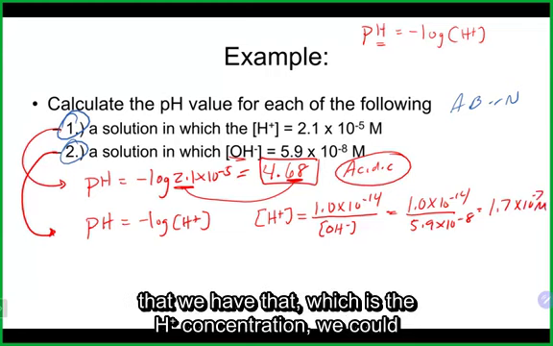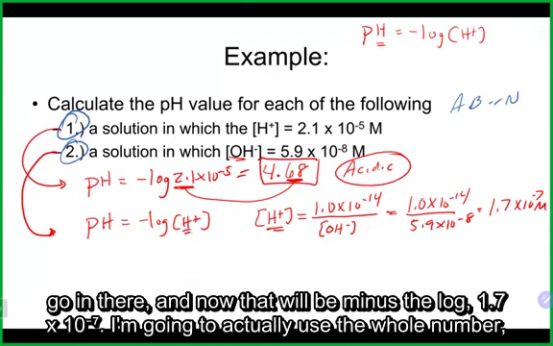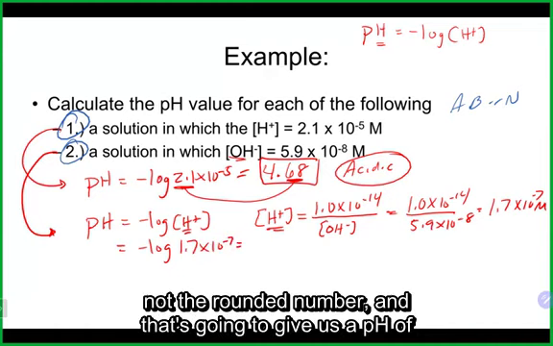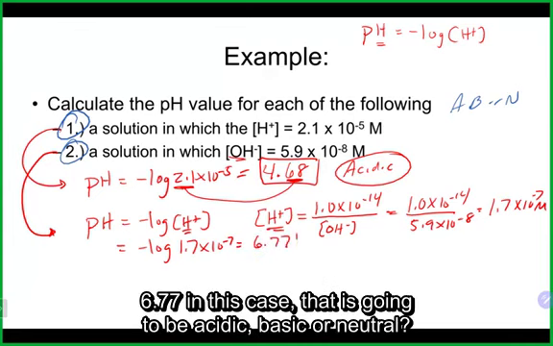Now that we have that, which is the H plus concentration, we could go in there. And now that will be minus the log of 1.7 times 10 to the minus 7. I'm going to actually use the whole number, not the rounded number. And that's going to give us a pH of 6.77 in this case.